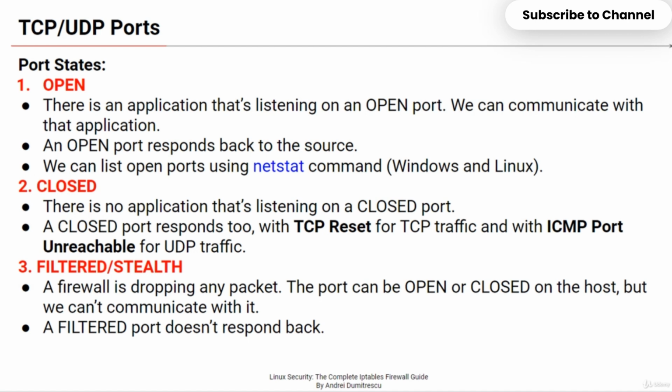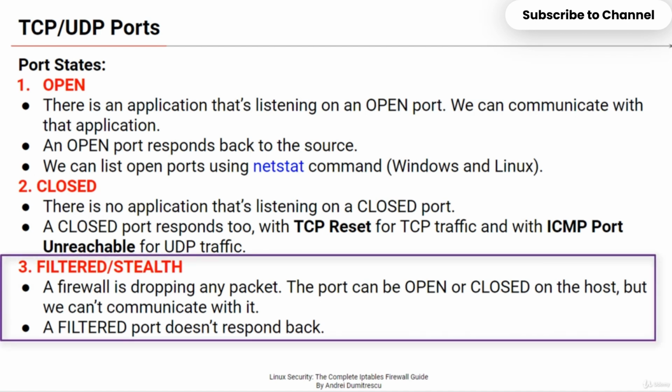And the last state of a port is filtered, and it means that a firewall is blocking any packet to that port. A port scanner like Nmap cannot determine whether the port is open or closed because packet filtering prevents its probes from reaching the port. As a conclusion, a filtered port can be either open or closed. Filtered ports can be divided further into two categories: open filtered and closed filtered. A filtered port is also known as a stealth port.